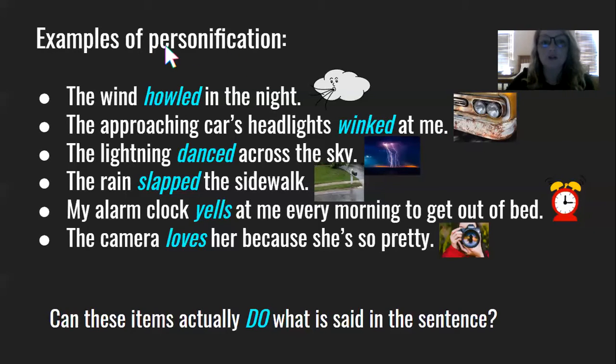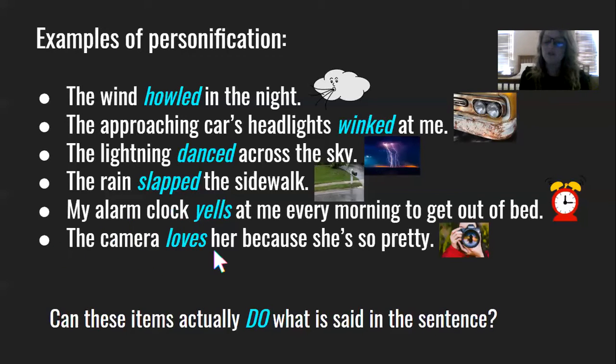So if you look at the word personification, you can see the word person right there. That's a good clue for what this word means and what you're doing with it. So person, right? Personification. You are giving an object, like the alarm clock down here in this phrase: My alarm clock yells at me every morning to get out of bed. So is an alarm clock alive? Is it capable of yelling at someone? No, right? So we're giving that alarm clock that human trait, like the alarm clock's really yelling, like it has a mouth and it's yelling, right?